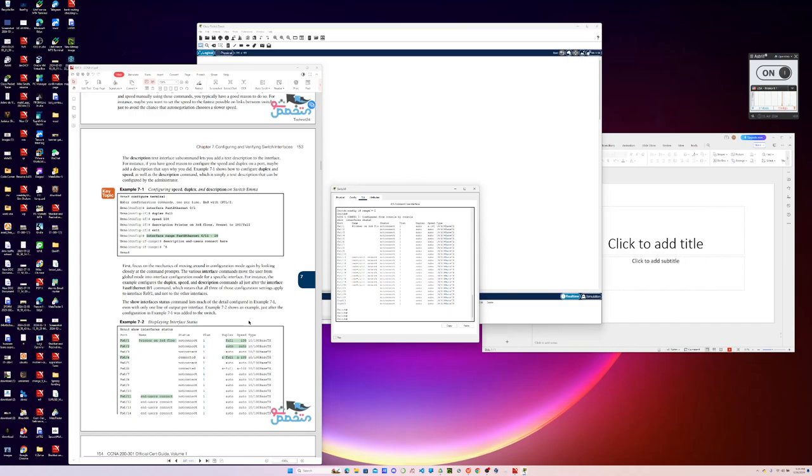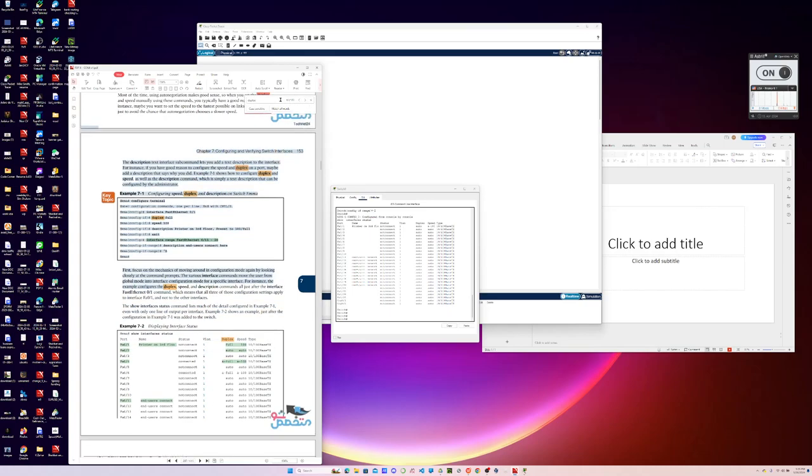As well too. So for instance, the example configures the duplex, speed, and description commands all just after the interface FastEthernet 0/1. It would be nice if these had links on them. It would be easier to research, like, what does duplex mean. So let's look for duplex, and find out where the first use of duplex is. Obviously, I could ask Google, but oh my god, let me see.